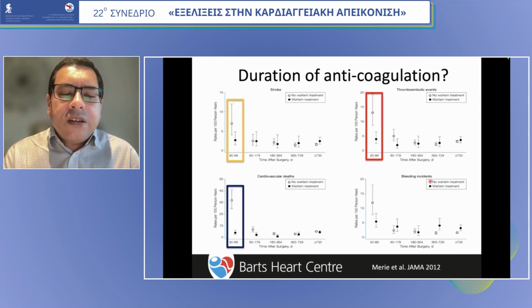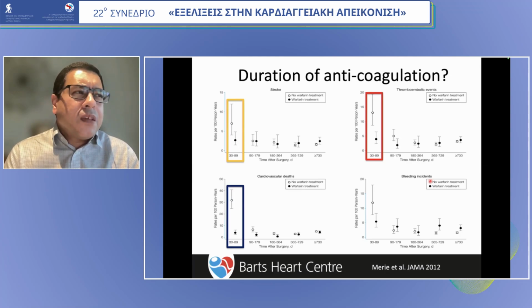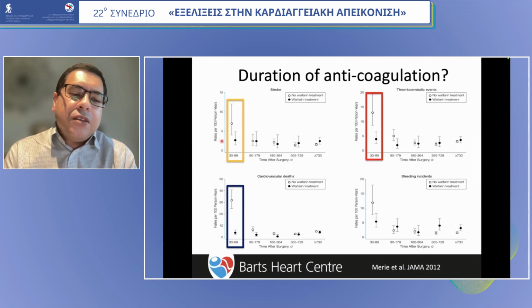And this has been brought out in a Scandinavian study, which was a registry of, I can't remember the number of patients, many patients, where they looked at the effect of anticoagulation. So here on the top left, you have stroke. Patients after surgery, first 90 days, in the white, no warfarin, in the black, warfarin. So the yellow box shows that if you're on warfarin for the first 90 days, your stroke risk is much lower. And then on the top right, you've got thromboembolic risk, so it's the same thing. And cardiovascular death is also much lower with warfarin for the first 3 months of the bioprosthetic valve.